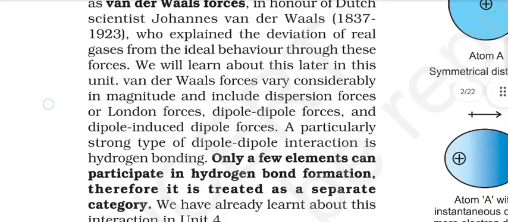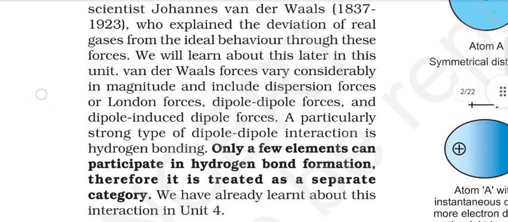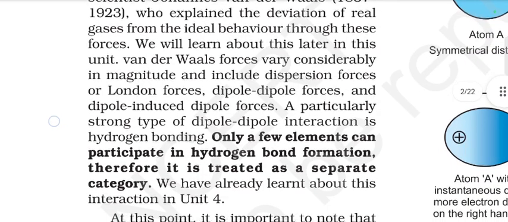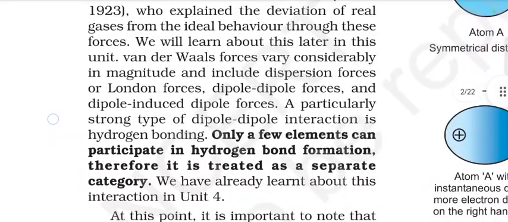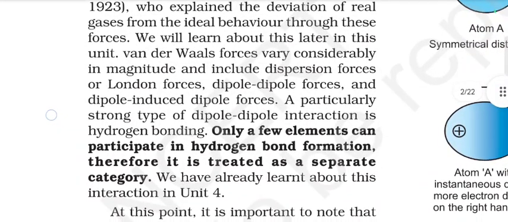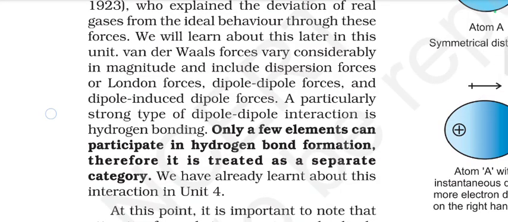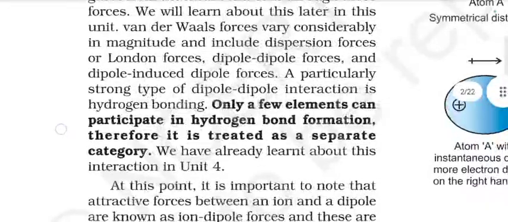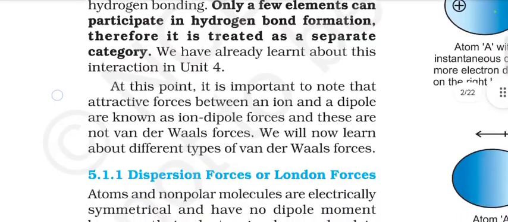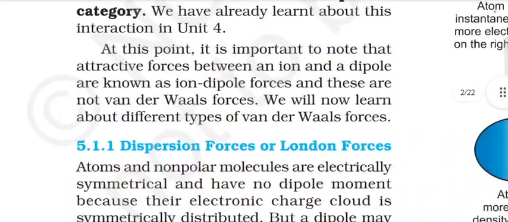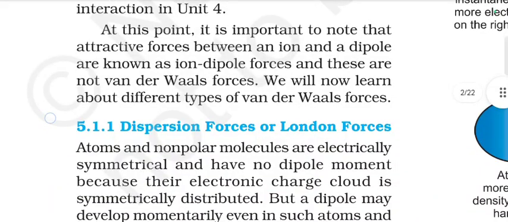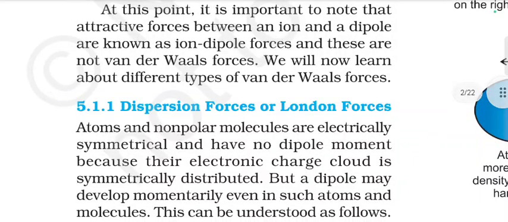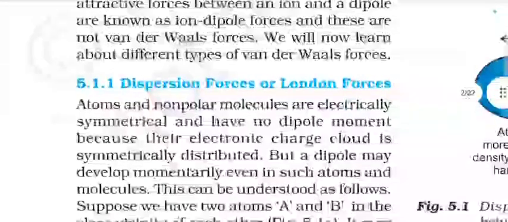Van der Waals forces vary considerably in magnitude and include dispersion forces or London forces, dipole-dipole forces, and dipole-induced dipole forces. A particularly strong type of dipole-dipole interaction is hydrogen bonding. Only a few elements can participate in hydrogen bond formation, therefore it is treated as a separate category. We have already learnt about this interaction in Unit 4. At this point, it is important to note that attractive forces between an ion and a dipole are known as ion-dipole forces, and these are not van der Waals forces. We will now learn about different types of van der Waals forces.